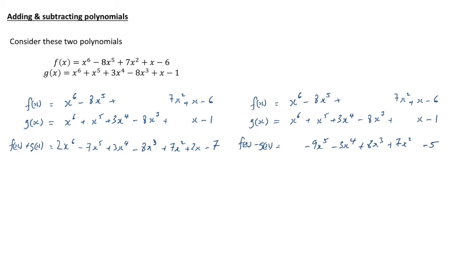We have minus 8x to the 5 take away x to the 5, which is minus 9x to the 5. Nothing take away 3x to the 4 is minus 3x to the 4. Nothing take away minus 8x cubed is plus 8x cubed.